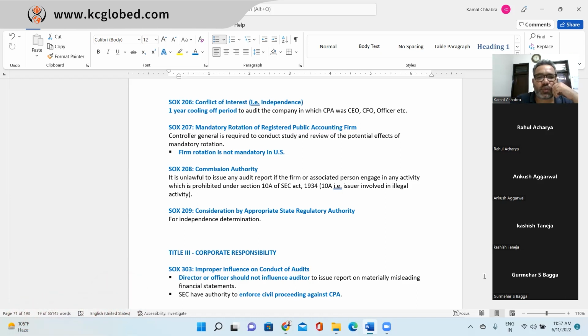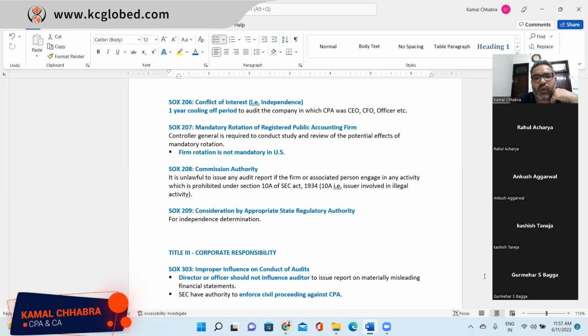Next is SOX 207, mandatory rotation of registered public accounting firms. The Comptroller General is required to conduct a study and review of the potential effect of mandatory rotation. But in the US, like I said, firm rotation is not mandatory. The Comptroller General can do the study and give a recommendation for change of audit firm, but it's not mandatory, right? 208, Commission Authority.